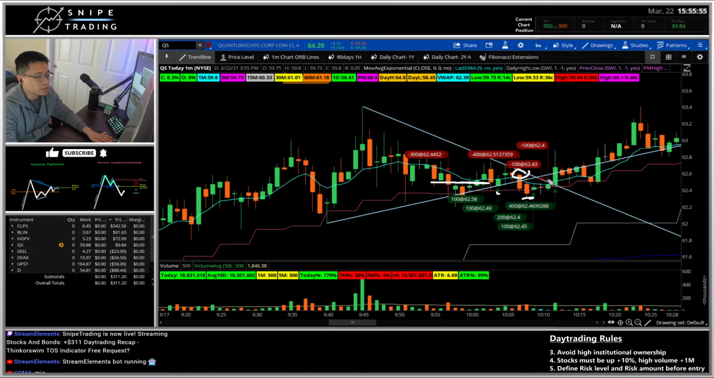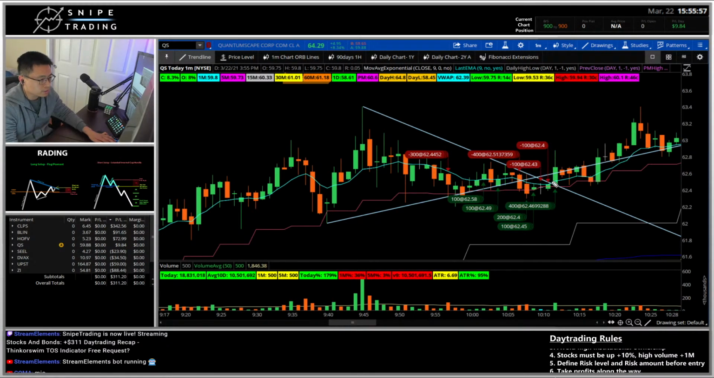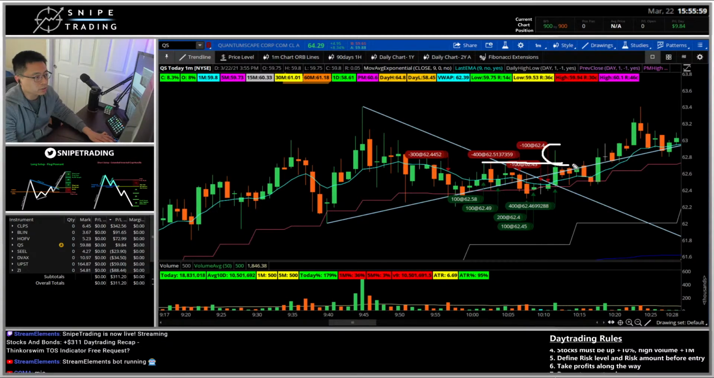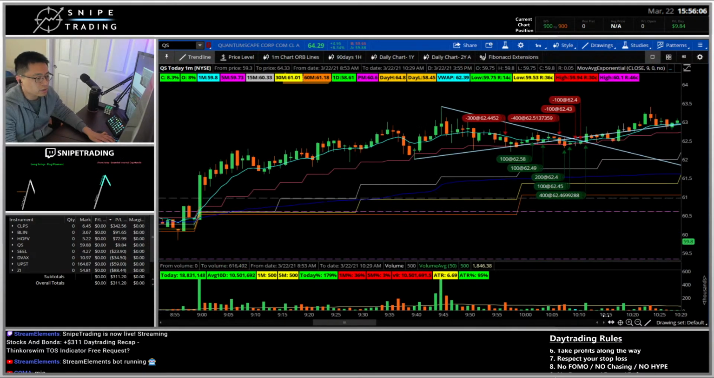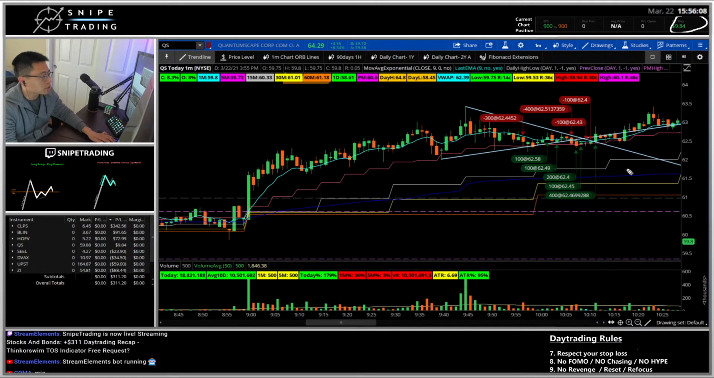So this was break even, and then I tried to add size in a little bit more, and I ended up stopping out here on this wick, which was a good stop because it went higher. So that was a small short, pretty much break even trade, up $9 from that on QS.